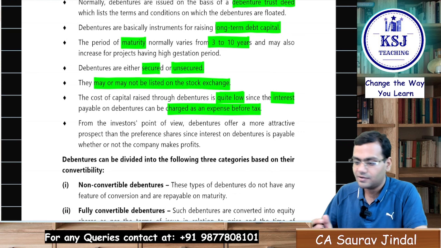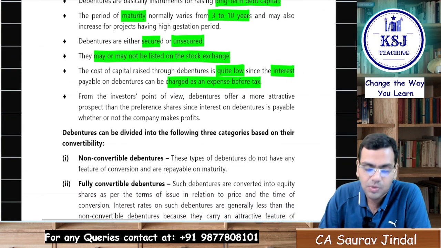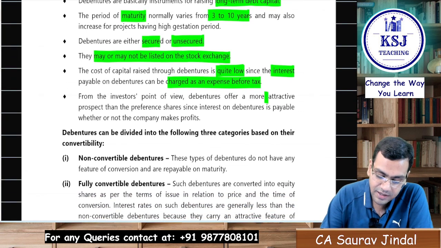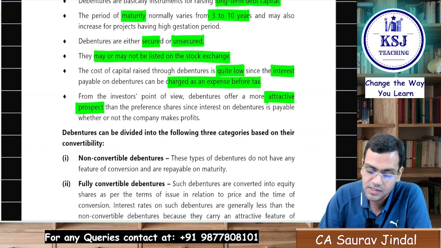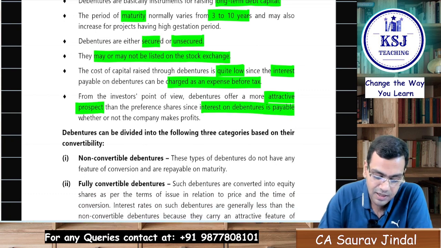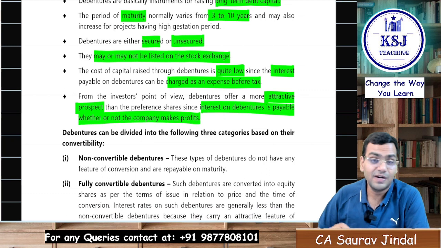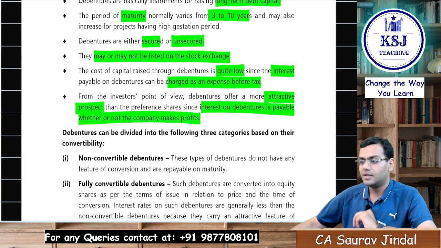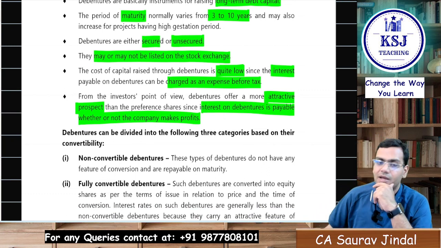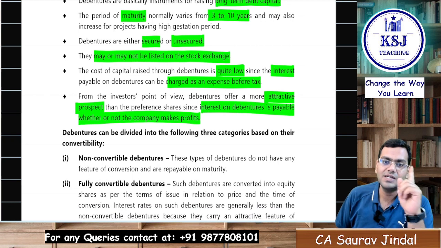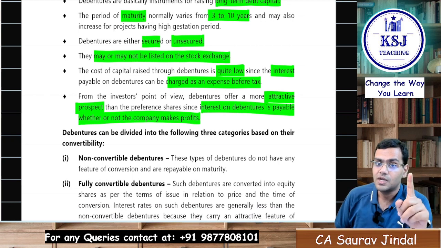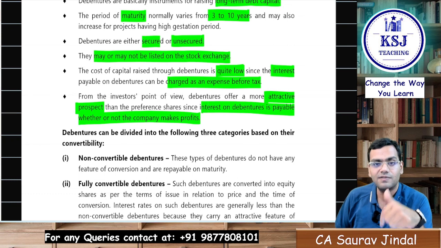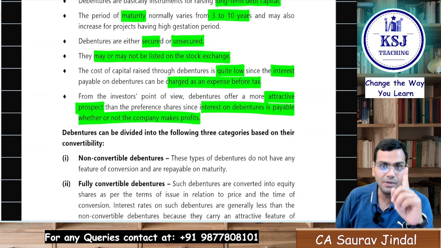cost of capital. From the investor's point of view, the debentures offer a more attractive prospect than the preference shares, since the interest on debenture is payable whether or not the company makes profit. Now this is one very important point, that in case of preference share capital, the company is not liable to pay dividends if the company is not earning profits. But in case of debentures, even if the company is into losses, the company is liable to pay interest on debt. That is a very important part.